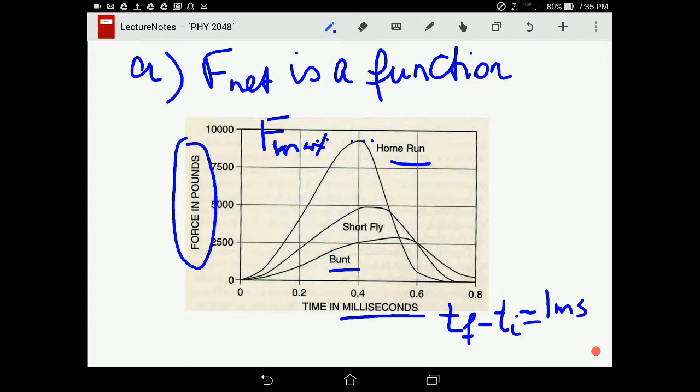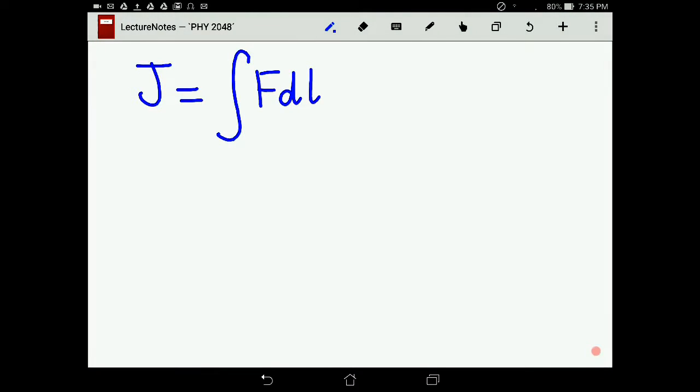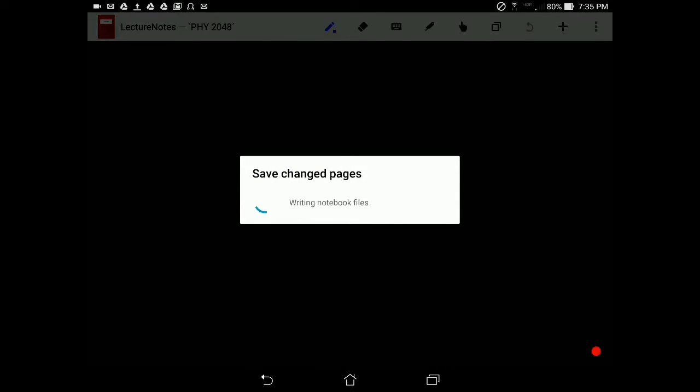So the question is, how do we handle this kind of thing? What we were trying to do is compute the impulse, the J, as the integral of the net force times dt. And as you recognize from calc, this means essentially finding the area under the curve. So if I bring up this picture again, where was it? Here.